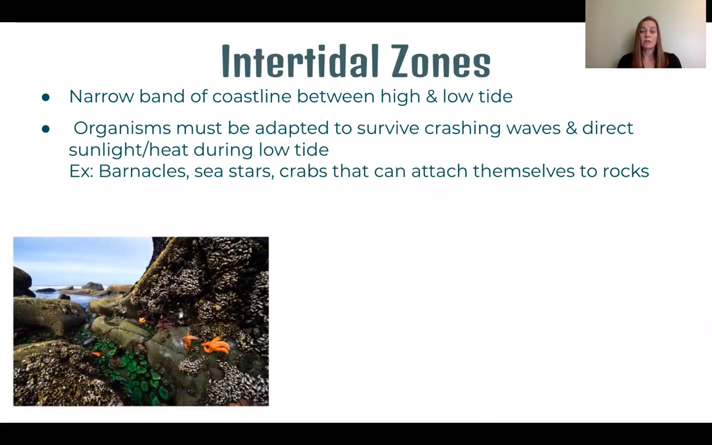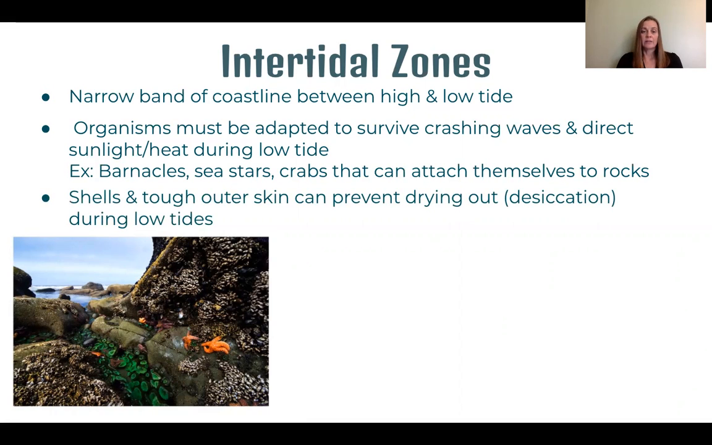Organisms that live in these intertidal zones have to be adapted to survive, whether there is water over them at high tide or no water over them at low tide. So they have to be able to survive the waves. They also have to be able to survive the direct sunlight and heat and dry conditions during low tide. So you'll see lots of barnacles, sea stars, crabs that can attach themselves. If you think about the intertidal zone here, you'll see lots of fiddler crabs, other crabs, barnacles. Think about what you see on the pilings of piers and docks, as well as in the marsh grasses.